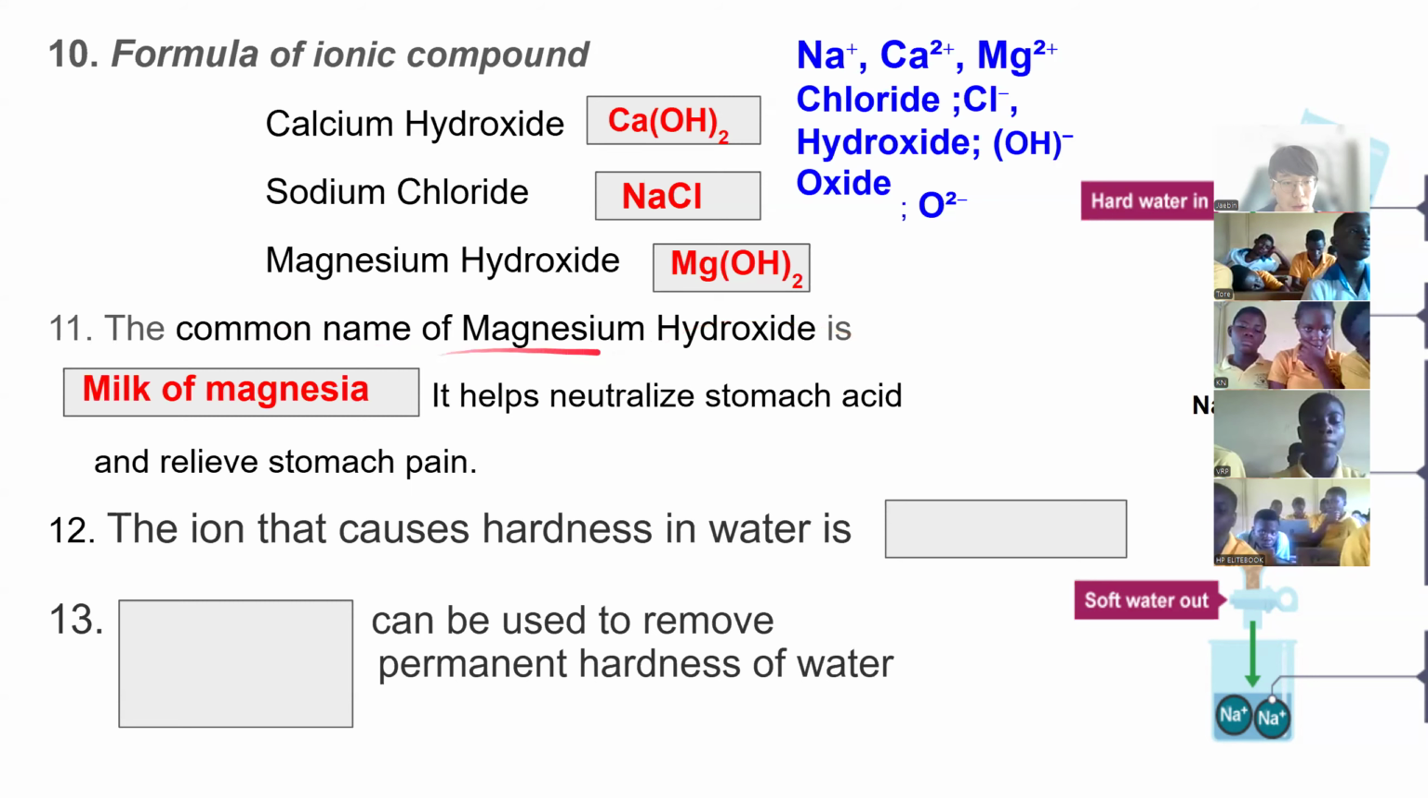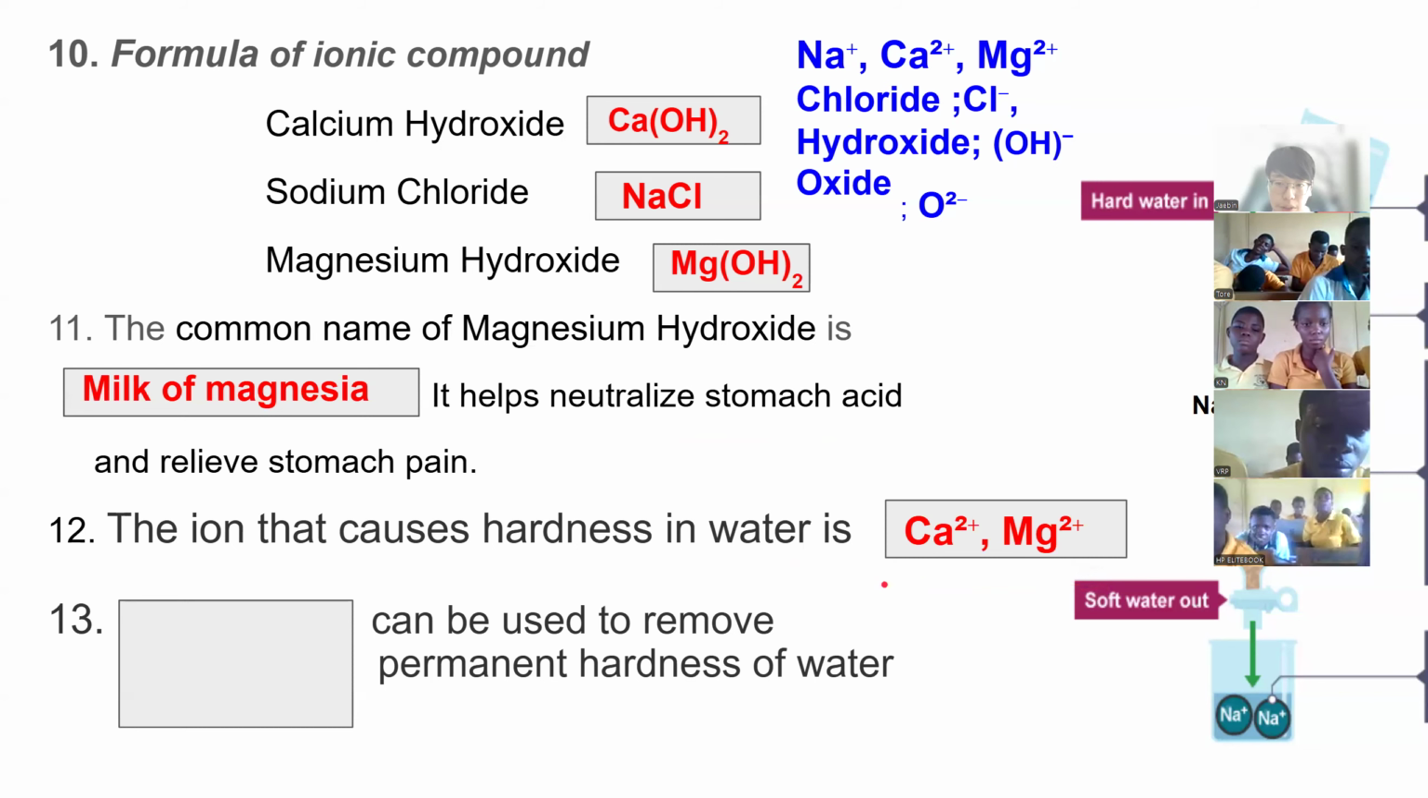And the common name of magnesium hydroxide we have seen above is milk of magnesia. It's also important to remember because it helps neutralize stomach acid and relieve stomach pain. And the ions that cause hardness in water are the calcium ion, Ca2+, and the magnesium ion, Mg2+. These are just things to memorize because they might come up on the test. These are some common types of questions on the test.